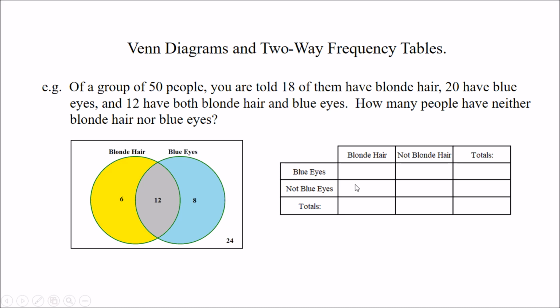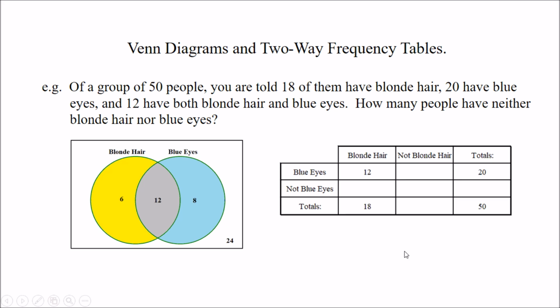A two-way frequency table is similar. It's an alternative to Venn diagrams. What you do is you take your possibilities. In this case, we have blonde hair, so I made that my first column, and non-blonde hair is the second column. We have blue eyes, I made that my top row, and then not blue eyes, I made that my second row. Along the far right and along the bottom are my totals.